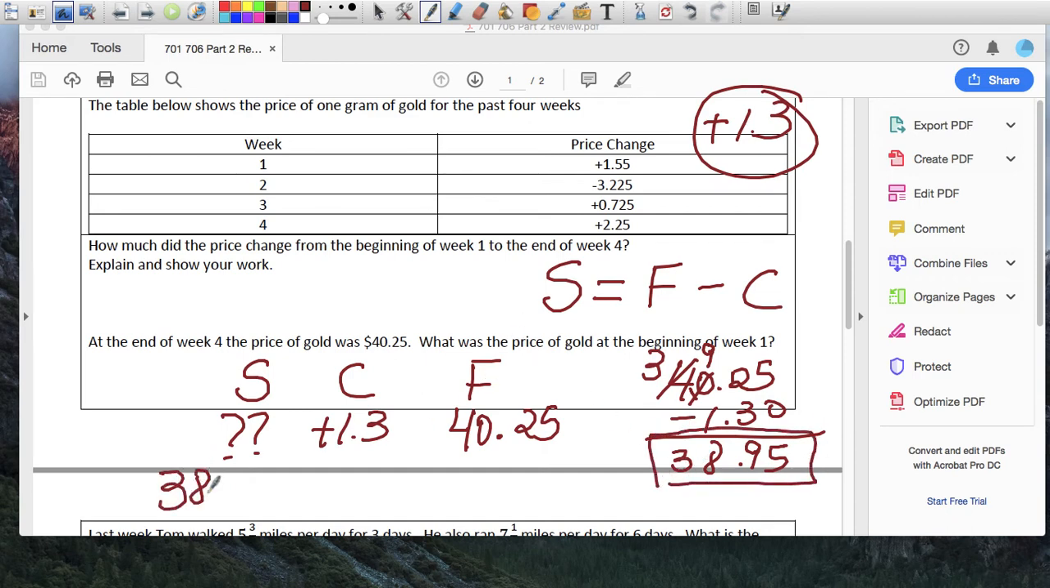So see if it makes sense. The price of gold was $38.95. It went up by $1.30 and ended up at $40.25. Does it make sense? It does. So if you have some number like 138, it went up by 1.30, ends up at 40.25. That doesn't even make sense. Check your answer and carefully just ask yourself, does it make sense?